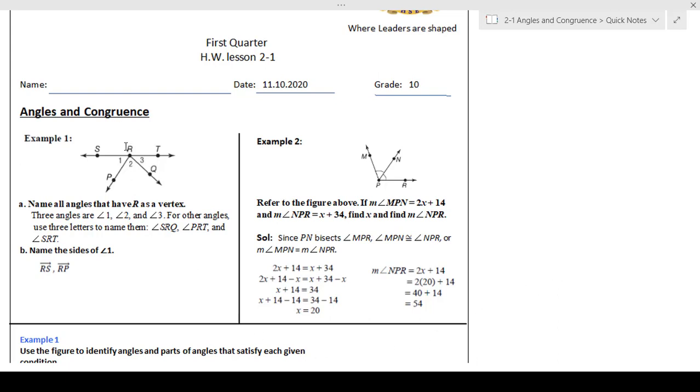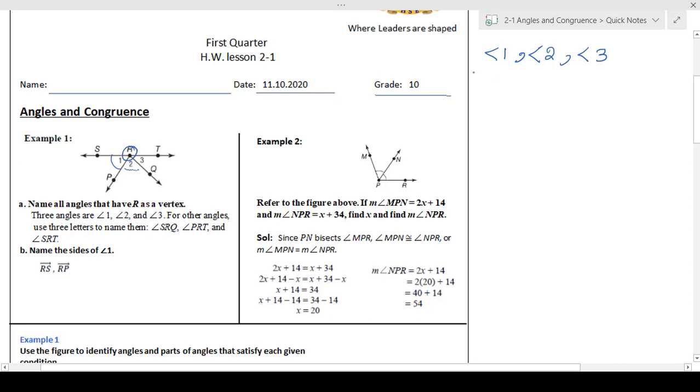Then we're going to first go and see what is R. Here is my R. This is my vertex. Then I have here 1, 2, 3, and 4 angles. I can call the first angle, angle 1. I can call the second angle, this is angle 2, and angle 3. I can call them like this by numbers because I put numbers inside them, okay?